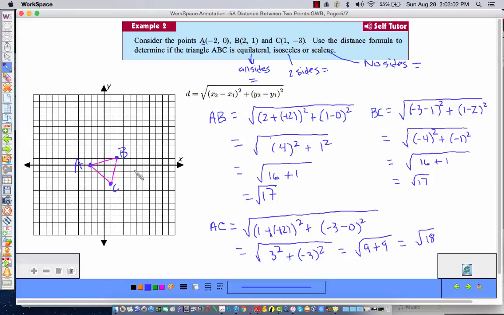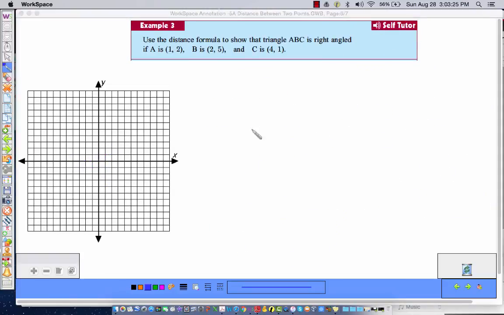So while it looks like it could have been scaling, it is indeed isosceles, because AB right here is equal to BC, both of length square root 17. So our triangle is isosceles. So that would be the answer. And of course, you would have to show the work to prove it.